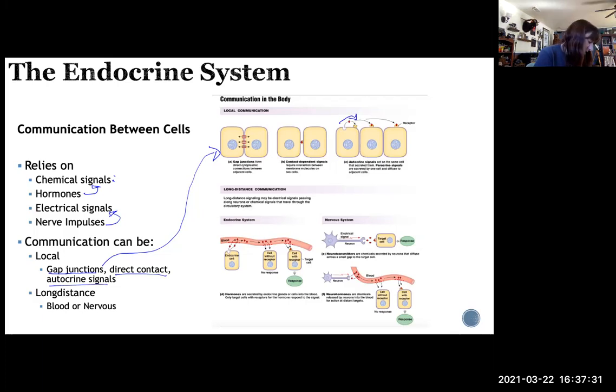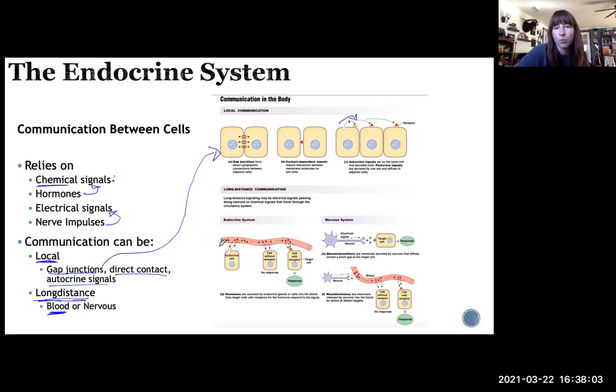so these are local types of ways that cells communicate, and long distance ways that cells communicate is kind of where the endocrine system comes in. The sending of hormones from a gland in one part of the body to a receptor in another part of the body. That is the chemical way to do it. The electrical way to do it is the nervous system.